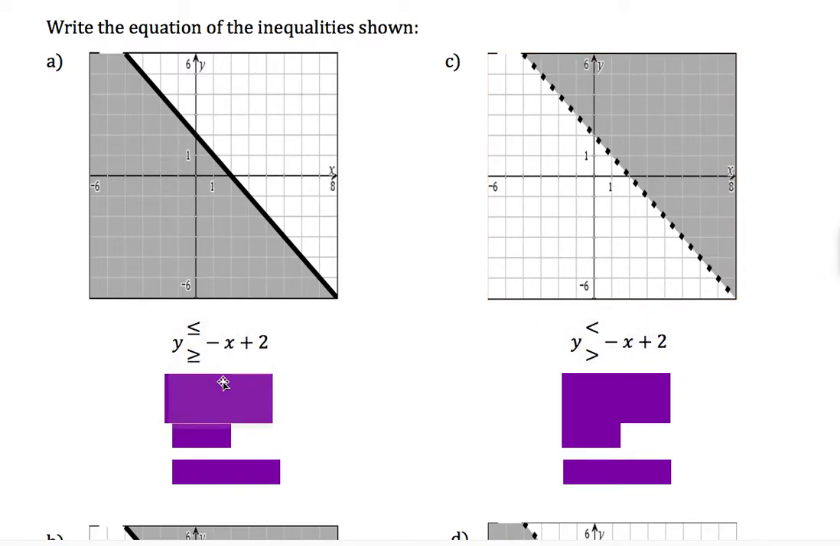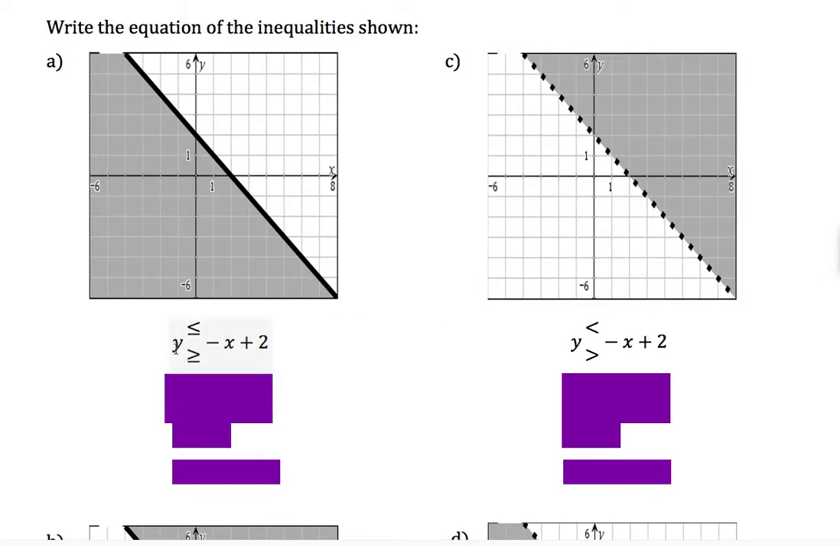Now we just have to figure out, is y going to be less than or greater than the expression? And notice the difference here. We have the equals line here because our line is solid. We don't have the equal line here because we have a dotted line, and that's how we know whether we use the equal line or not.